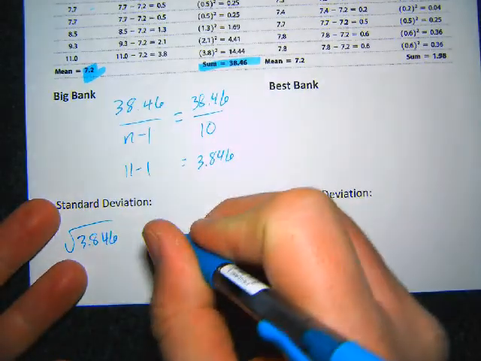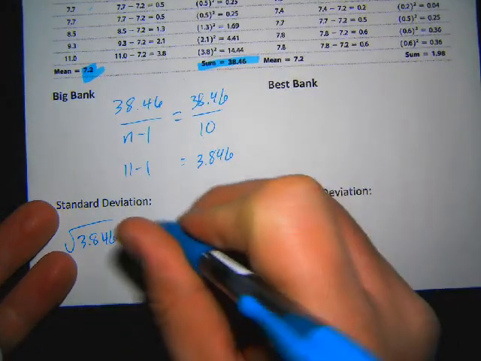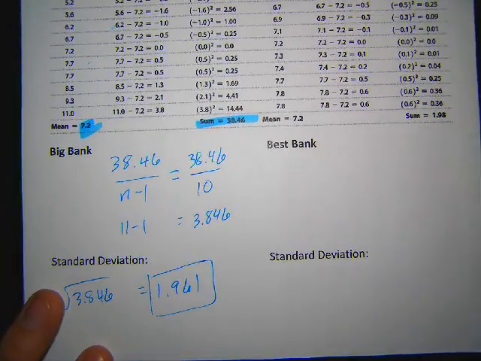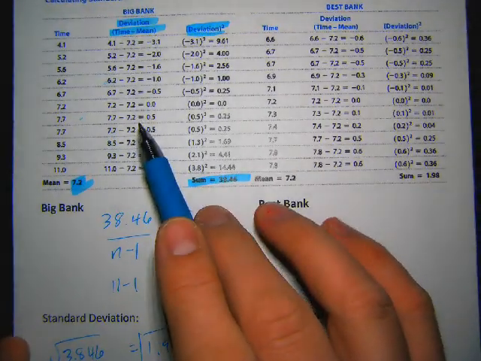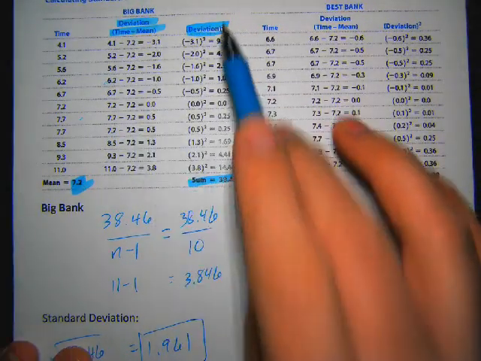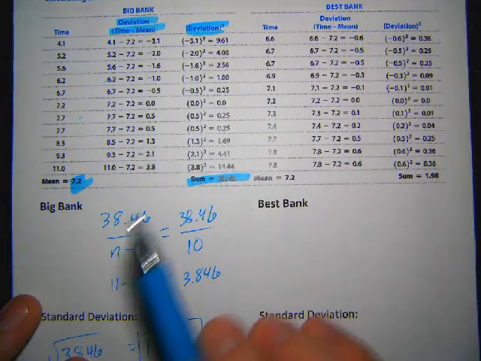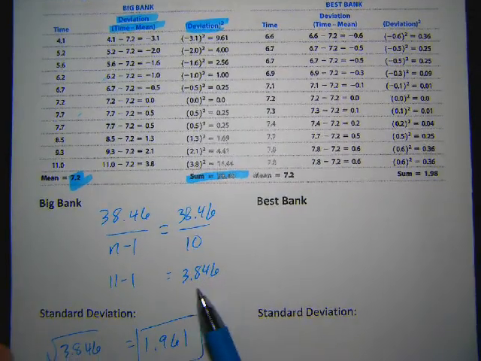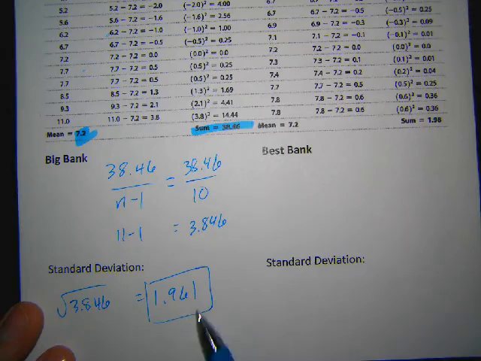So standard deviation is 1.961. My math app will tell you how many spots to round to when you're doing that. So you find the deviations, subtracting the mean to do that, square the deviations to make them positive, add them all up, and divide by 1 less than the number of values. Then the last thing to do is square root to get your final answer. So that's standard deviation.